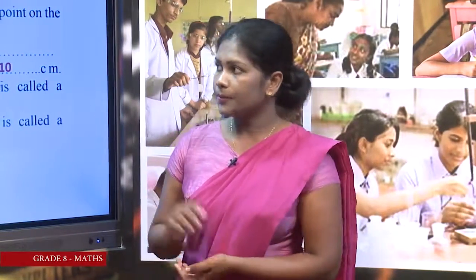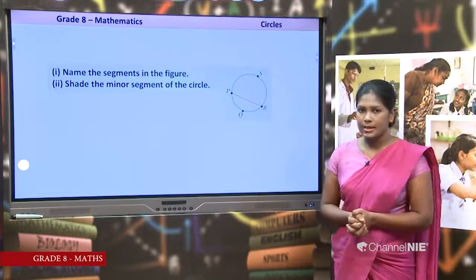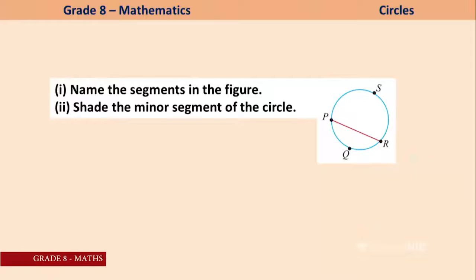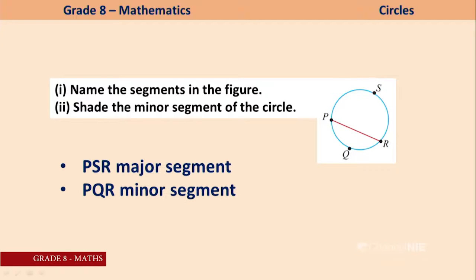Now, we discuss about the third question of this exercise. Read the third question. Look at that. Name the segments in the figure. Second question, shade the minor segment of the circle. So, name the segments. Segments means bounded by chord and arc. So, there are 2 segments, PSR major segment and PQR minor segment. So, second question, you have to shade the minor segment of the circle. Minor segment means the smallest one. So, you can shade PQR minor segment.